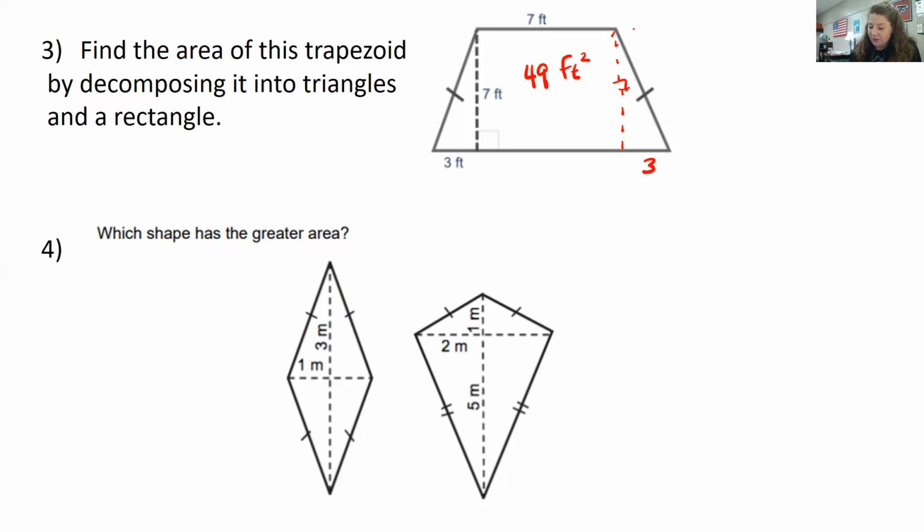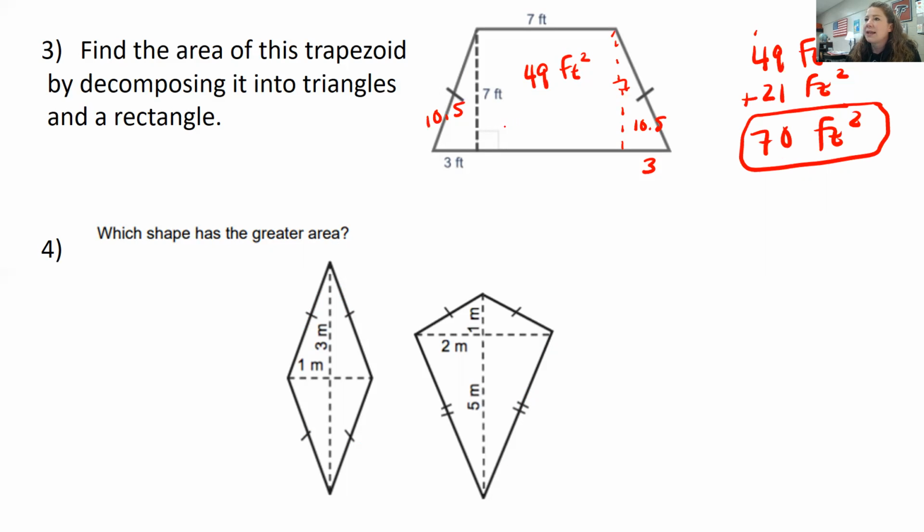The area of each of them individually is 10.5. But like I said, since there's 2 of them, we can just think, okay, well, that means the area of both is 21. So we're going to add 49 feet squared by 21 feet squared, and we get 70 feet squared. All right, that's our trapezoid, and we decomposed it into a rectangle, actually a square, and 2 triangles.